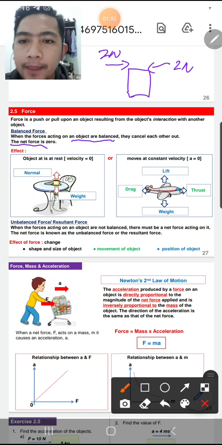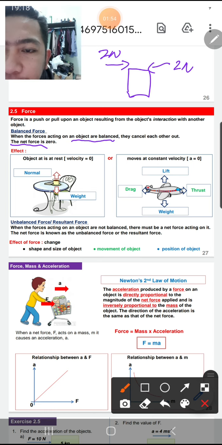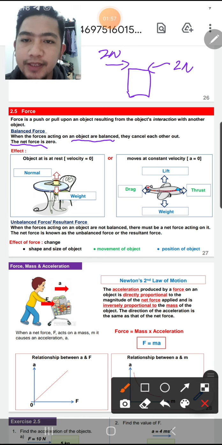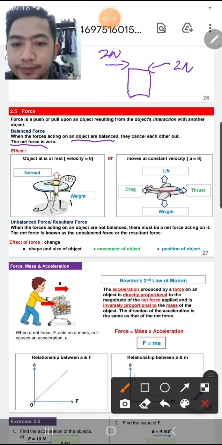Okay. Alright. So what is the effect? Object is at rest means velocity is equal to 0. So remember, when object is at rest means the object doesn't move. Alright. Look at the diagram here. This is a cup of coffee, so it doesn't move. So the force acting on this cup is normal force and weight. Okay, normal force to the upward and the downward force is weight.